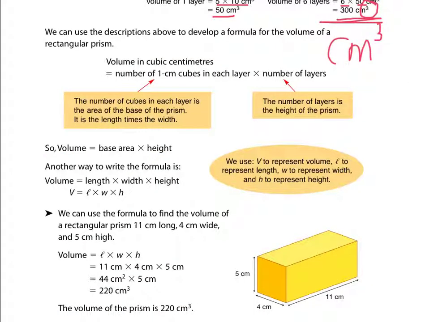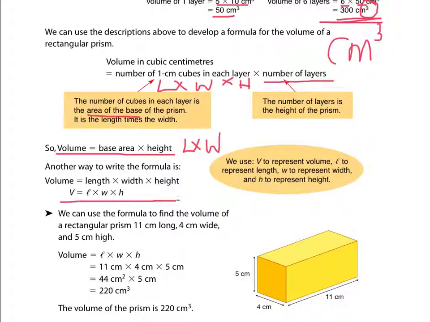All right, so volume in cubic centimeters is the number of 1 centimeter cubes in each layer, which is our length times our width, because that gives us one flat layer, the area of that base, times the number of layers, which is our height. So our formula can be base area times height, and base area we find by doing length times width. So generally students find this is more helpful. Volume equals length times width times height.